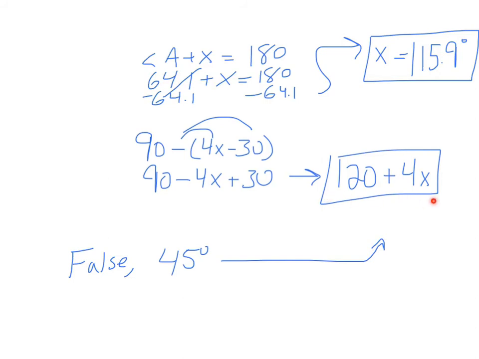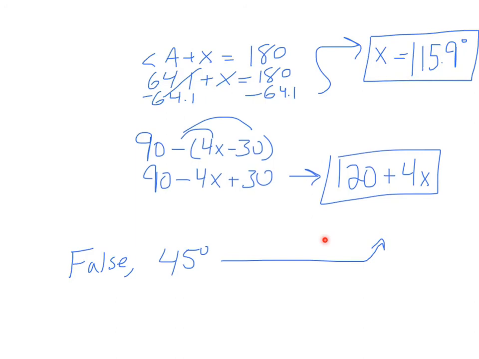The next question says, determine if the statement is true or false. If it's false, explain why. So the statement that they give you is, if two angles are complementary, again, remember what complementary means. Complementary means they add up to 90, and they are congruent. So they're congruent angles, meaning they have the exact same measure. Then the measure of each of them is 90 degrees.